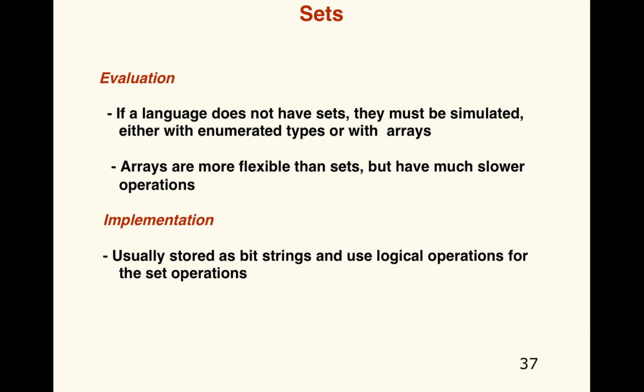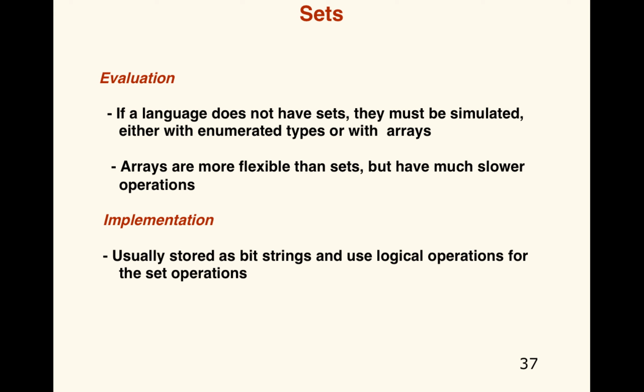So in the evaluation of the set, if a language does not have sets, then they must be simulated somehow, either with an enumeration type or with arrays. Just like you can use an enumeration to implement a Boolean, you can use an enumeration to implement a set. That works as well. You could actually use an array as well. You just ignore the order. The indexes don't mean anything, and you have to implement your own manual check for duplicates, because the array is not going to check for duplicates on its own.